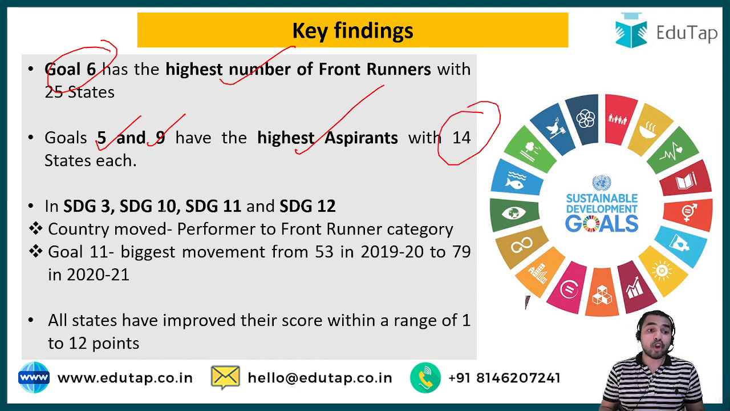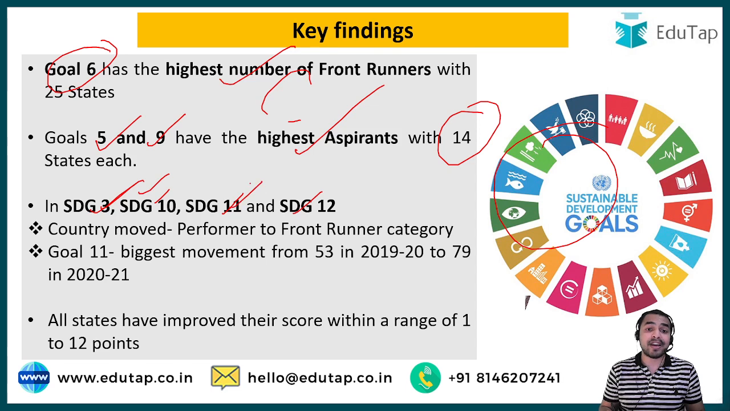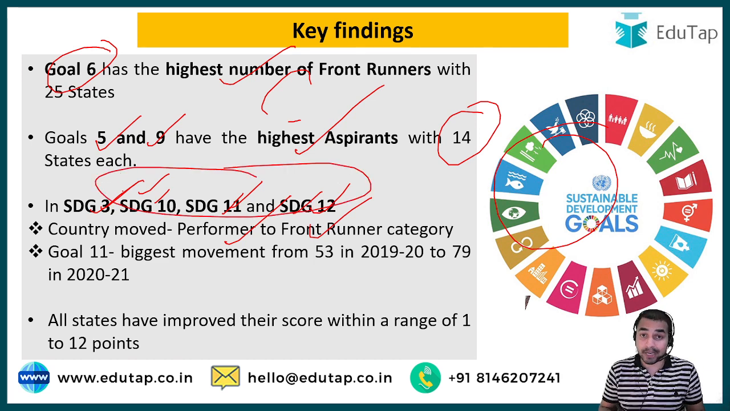And guys, when we talk about the SDG 3, 10, 11 and 12, I hope that you must have gone through the list of these 17 sustainable development goals quickly. Now you are required to tell me in the comment section below what these sustainable development goals number 3, 10, 11 and 12 are related to. And guys, if we talk about this index, then it says that India has moved from performer to front runner category among these 4 different sustainable development goals.